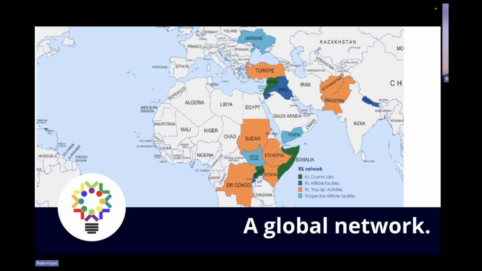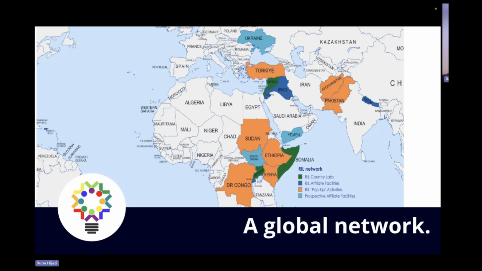In the MENA region, our lab in Gaziantep supports Northwest Syria. We have an affiliate facility in Iraq, and here in Jordan we have one affiliate facility. We used to have a Response Innovation Lab in Gaza, but it is suspended. All of the work has been suspended for more than a year now. Also in the MENA region, we have some pop-up activities, specifically in Yemen.